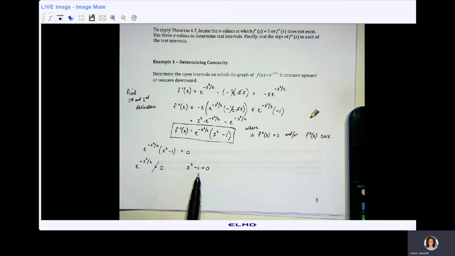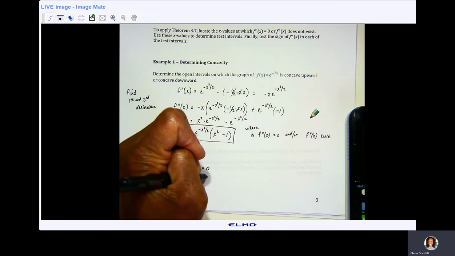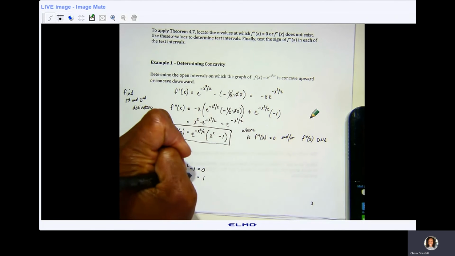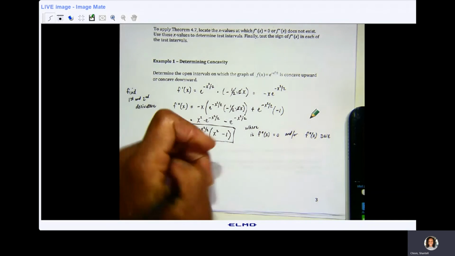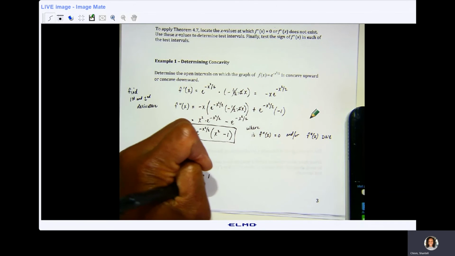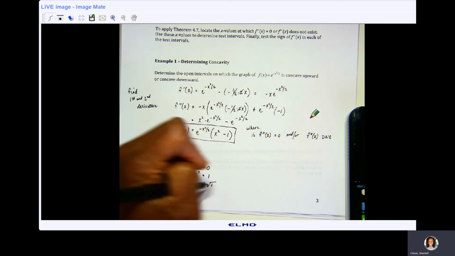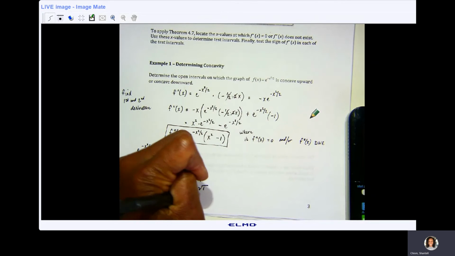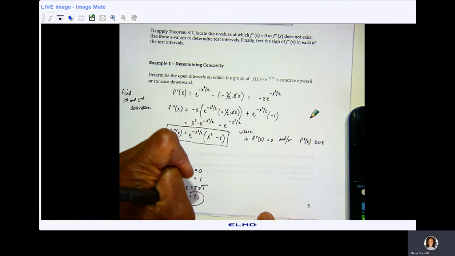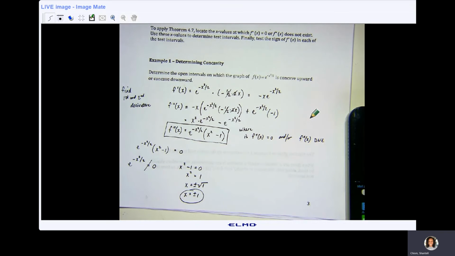Now, this is what we're going to be looking at: x squared minus 1 equals 0. We're going to solve that using the square root property. Take 1 over to the other side, so now I've got x squared equals 1. Then I take the square root, plus or minus the square root of 1. So x is just plus or minus 1. Okay? So those are our values where f double prime was equal to 0.